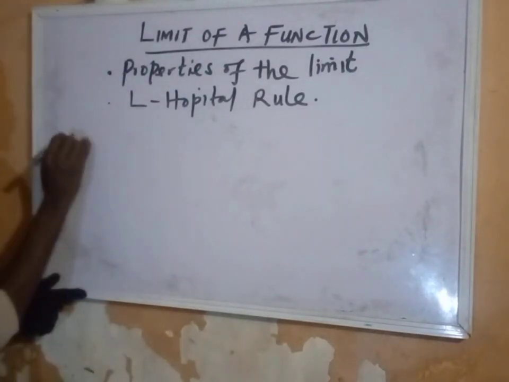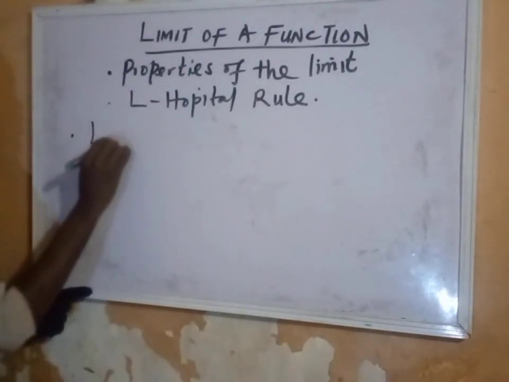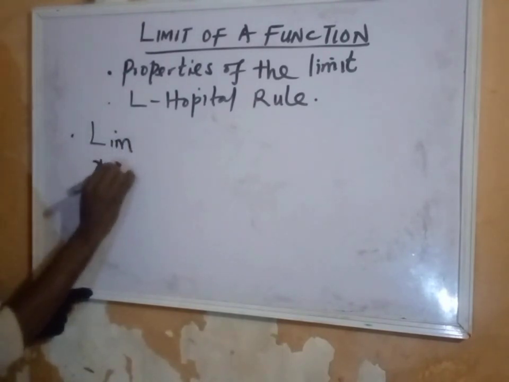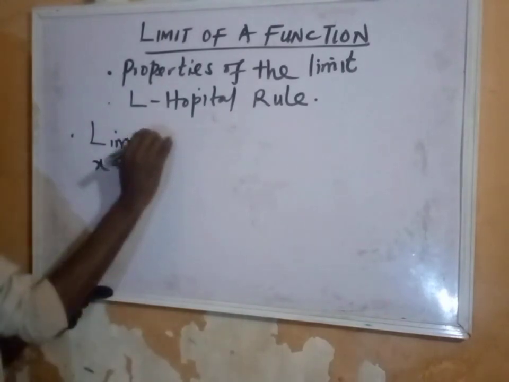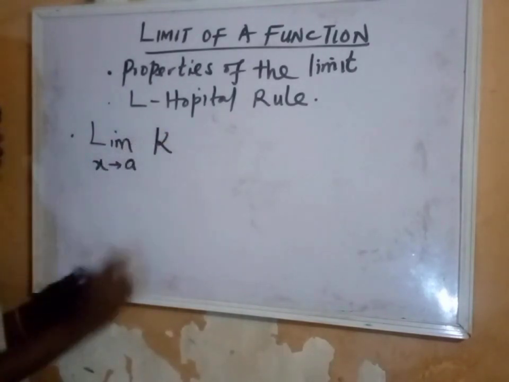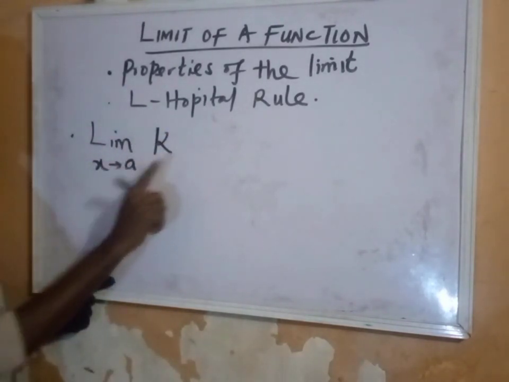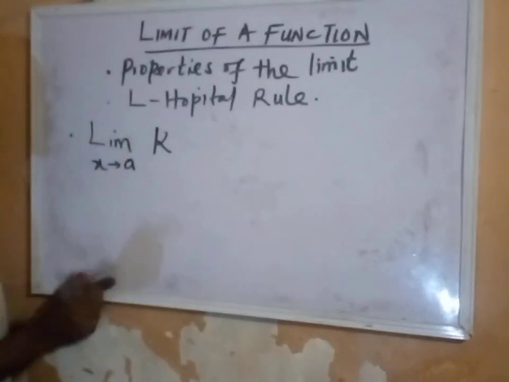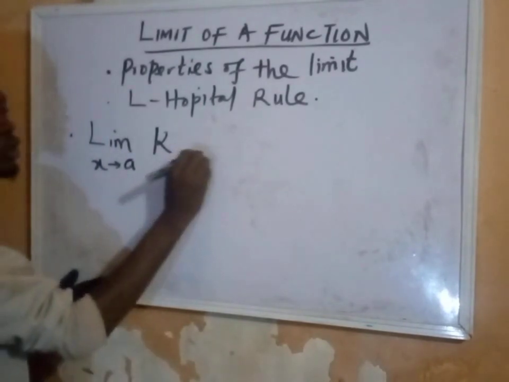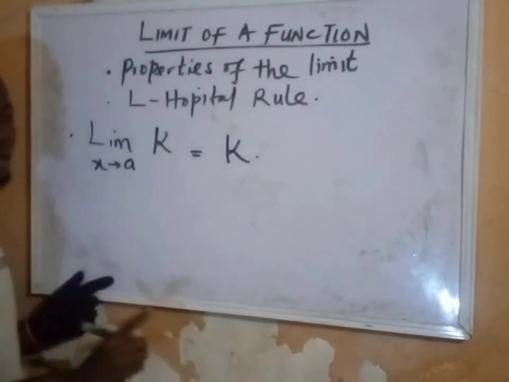So if you have the limit of any constant value, suppose we are given x tends to any number. Let me just use a as that number. And we have this k. You see that x and k are not the same. So this k here serves as the constant value. So we have to find the limit of any constant value, and it still equals the constant value.